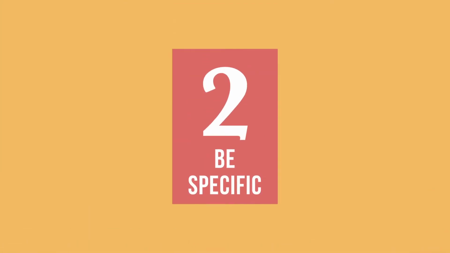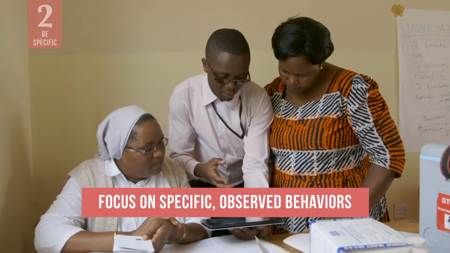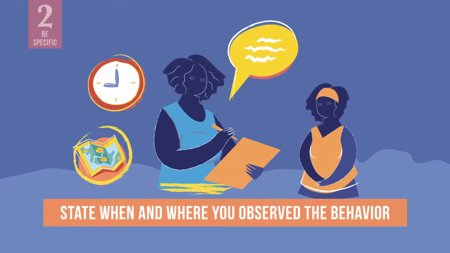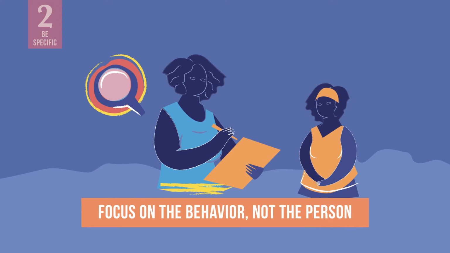Next, identify the specific behavior you observed as well as its impact. When explaining the problem, be specific and focus on behaviors you observed directly. For example, you would say, "You have not informed the mother about adverse events following vaccination." You may need to state when and where you observed the behavior so they have a reference. Avoid using generalizations such as always or never. Also, focus your feedback on the behavior, not the person. You might remind someone to be more careful to remember something, but you would not call them forgetful.